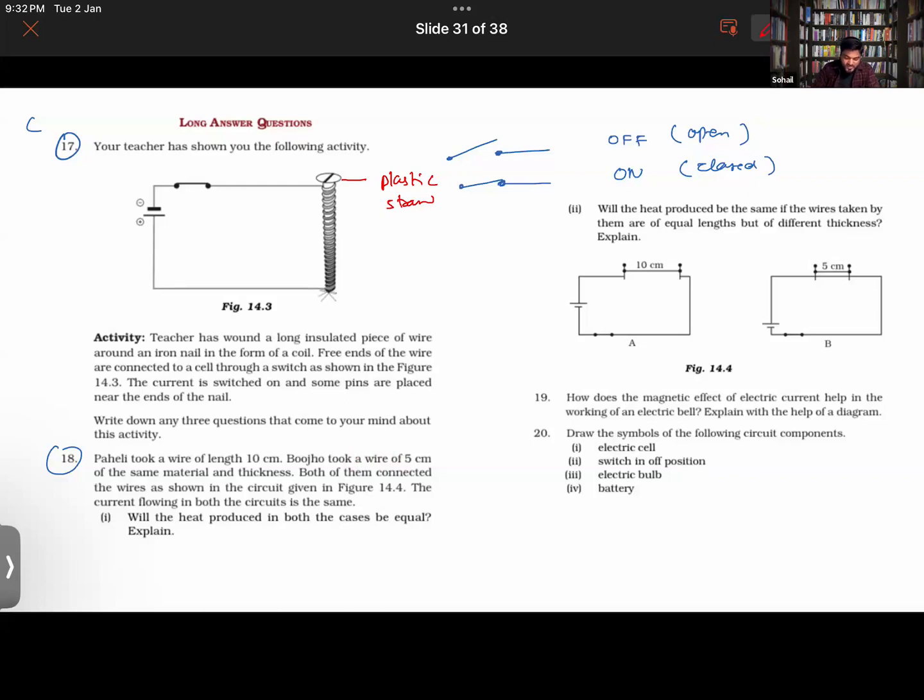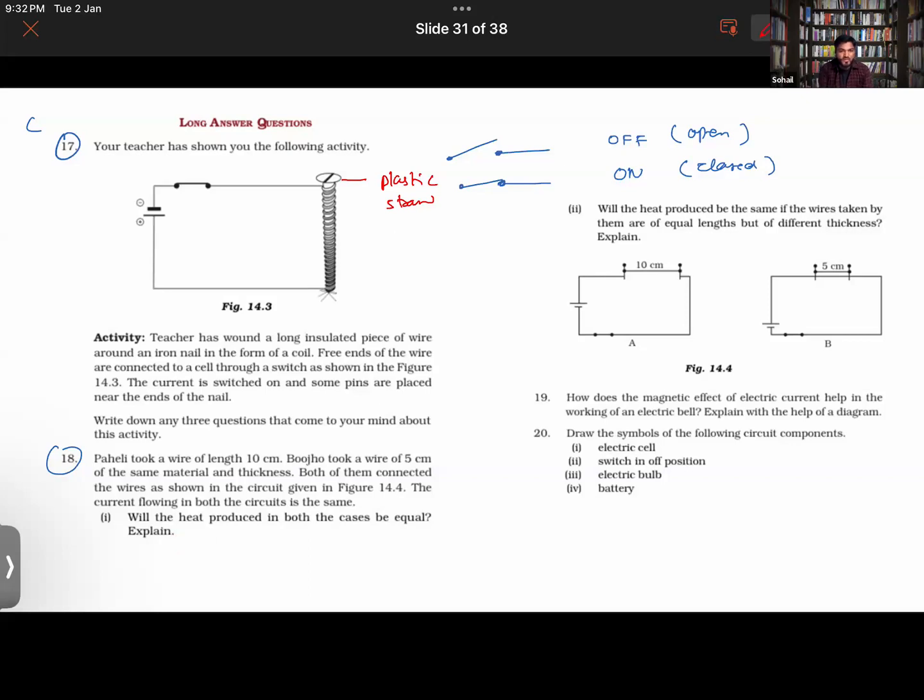Hope you have understood this circuit. Question number one: will the heat produced in both the cases be equal? Sir, I don't think so, no, because we did discuss in the beginning that length also matters, along with material, size and magnitude of current. Exactly. Apart from length, everything is the same here. The thickness is the same, the material is the same, but the length is different. So no.